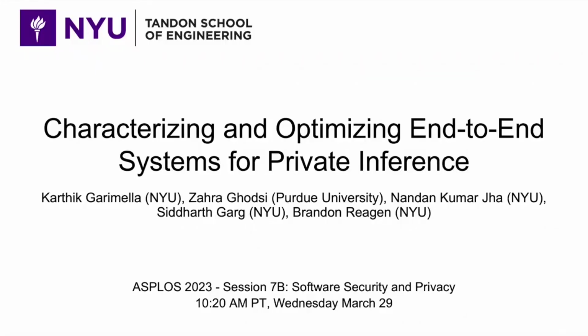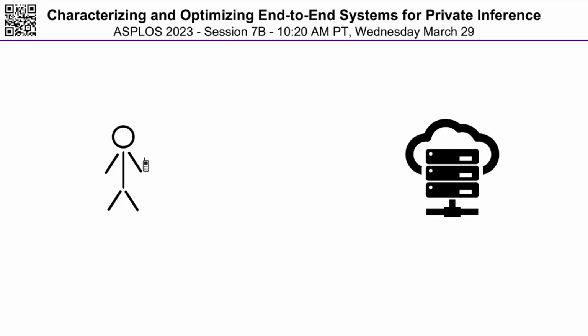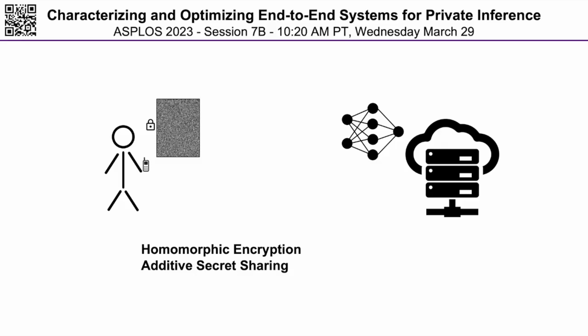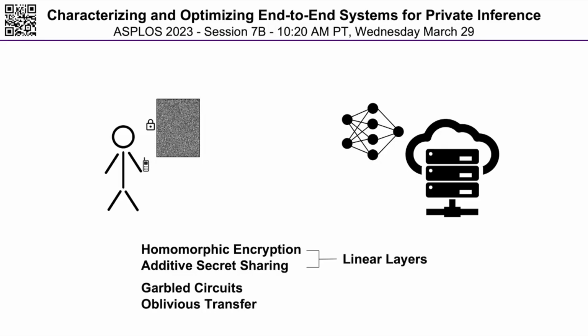I'm Karthik, and I'll be giving you a brief tour of our work on characterizing and optimizing end-to-end systems for private inference. We are interested in two-party neural network inference in which a client has some data and the server has trained and deployed a neural network that the client would like to query. The goal of two-party private inference is to perform this prediction directly on encrypted data, thus preserving the privacy of both parties. And this is achieved by using a combination of cryptographic primitives. Homomorphic encryption and secret sharing are used to privately compute linear layers, while garbled circuits and oblivious transfer are used to privately compute the ReLU activation function.